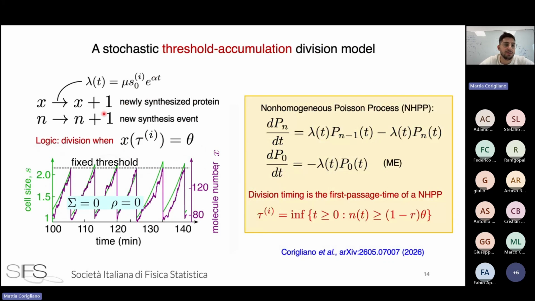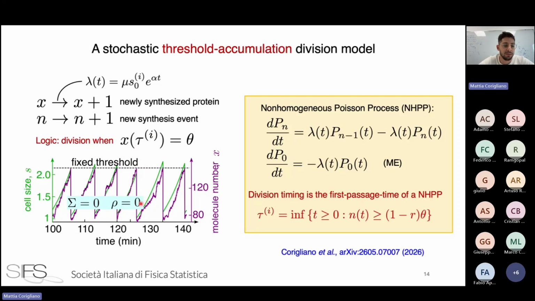And basically, according to this model, you are synthesizing this divisor molecule X at a rate that is proportional to size. So the bigger you are, the faster you are synthesizing this protein. And so you are making a new protein in a new synthesis event with this rate. And the logic for cell division is very simple. So basically, you divide once you have enough of these proteins. So you have a threshold, which for the moment is fixed. And once you hit the threshold, you divide.